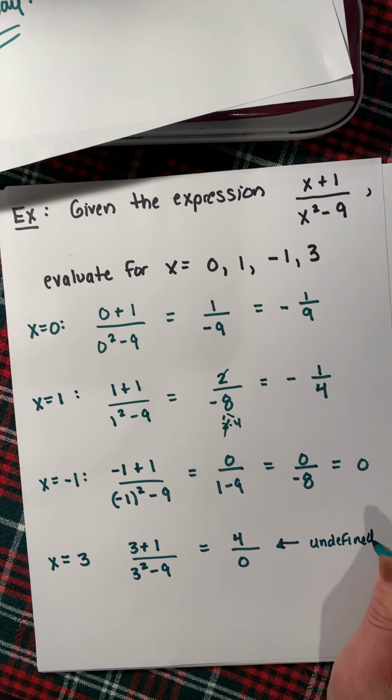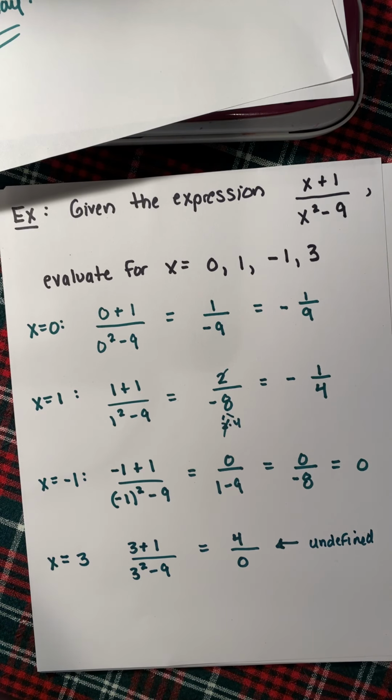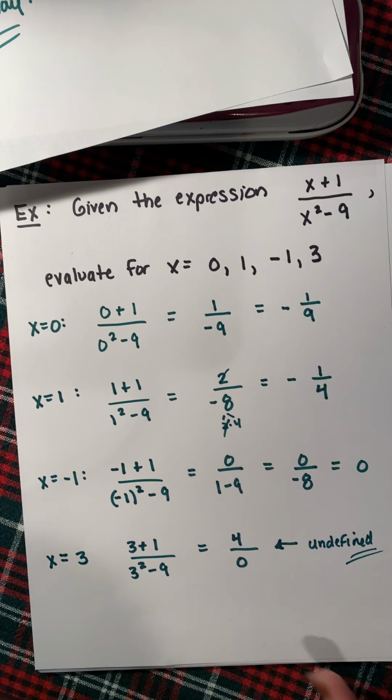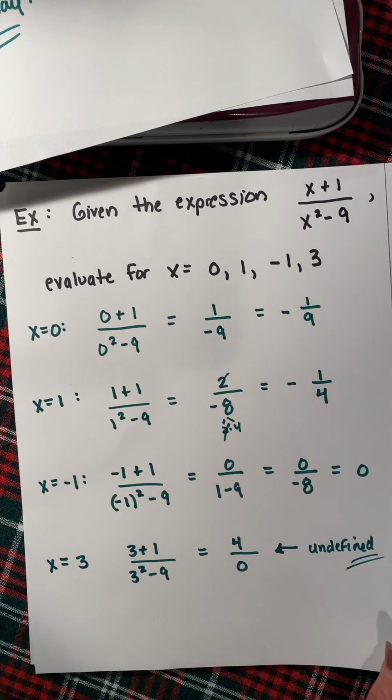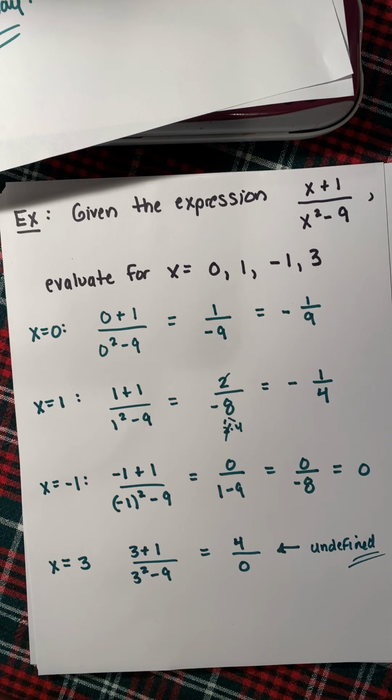If you have Siri, ask Siri what 4 divided by 0 is. It gives you a cute little answer. Do it on your calculator. It'll say domain error or no real number. It'll say all sorts of funky stuff like that.